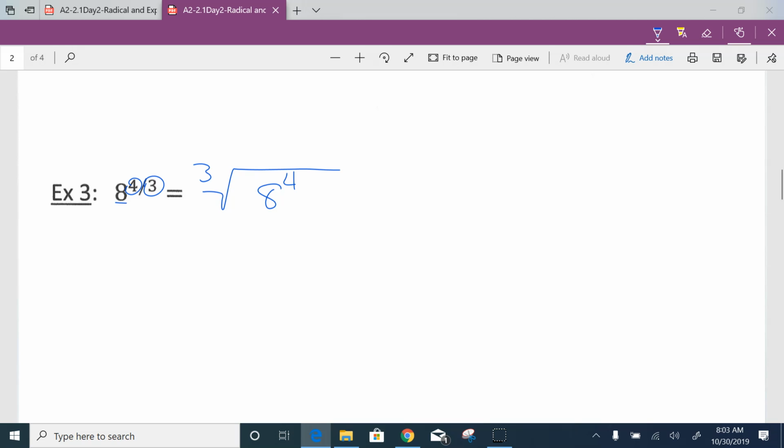So what I'm going to do is expand this. That's the next trick. When you have big numbers, or anything with an exponent, whenever possible, try to expand it if you can. So what does 8 to the 4th mean? 8 to the 4th means we have 8 times 8 times 8 times 8 inside this radical symbol. That still doesn't really help me too much.